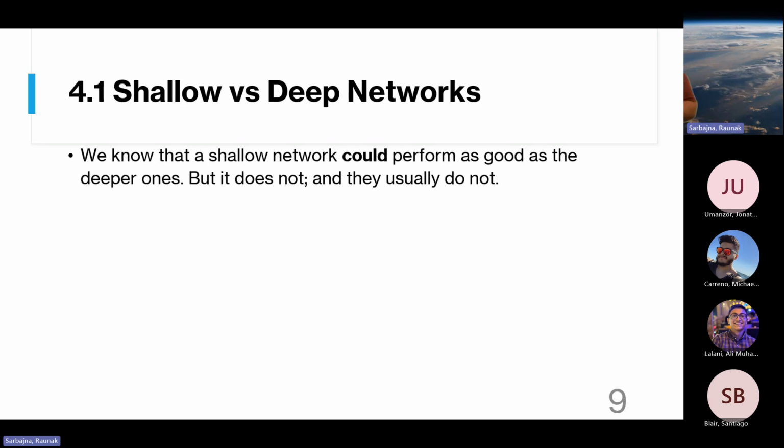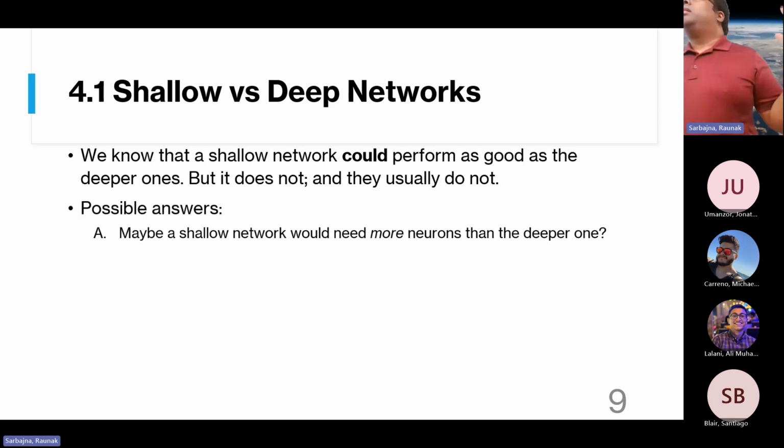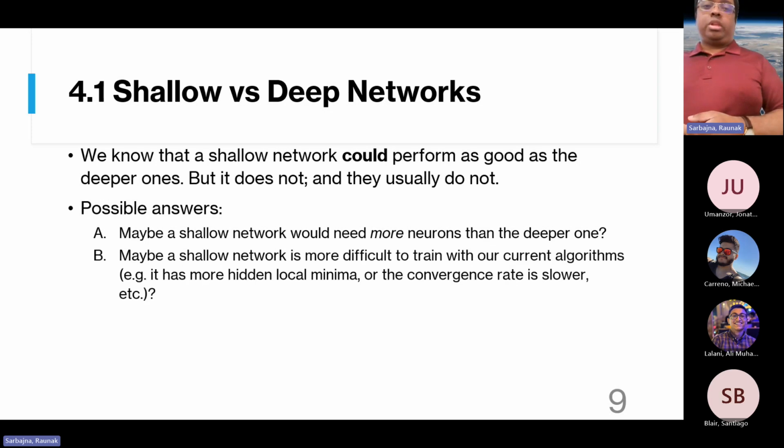But that's not true. It does not. Their performance isn't, even though theoretically they should, practically they do not. So why is that? Lots of possible answers. Maybe the shallow network needs a lot more neurons than a deeper one, so that we reach diminishing returns. At some point, no matter how many neurons we throw at it, while the universal approximation theorem holds true, for practical purposes we can't really get to any degree of accuracy with the shallow network.